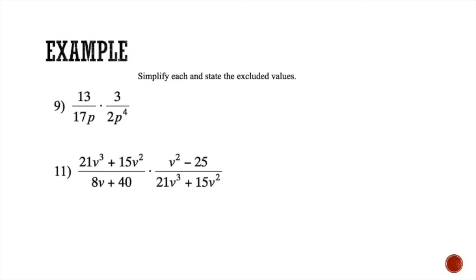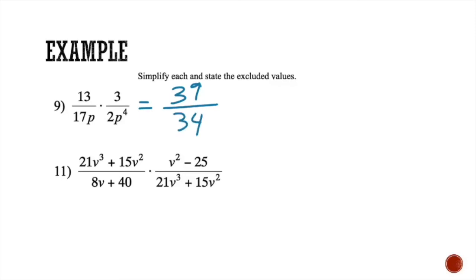All right, here's number 9 and number 11. Number 9 is like what we just did. Can we factor any of those? Does 13, 2, or 7 or anything go into anything? No, so we're just going to go across. What's 13 times 3? I think that's 39. I agree, it is. What about 17 times 2? 34.